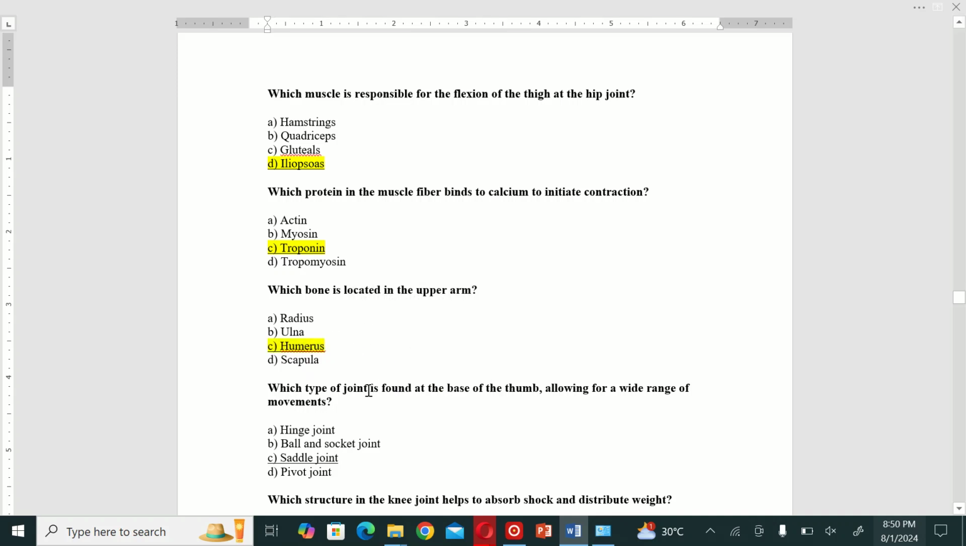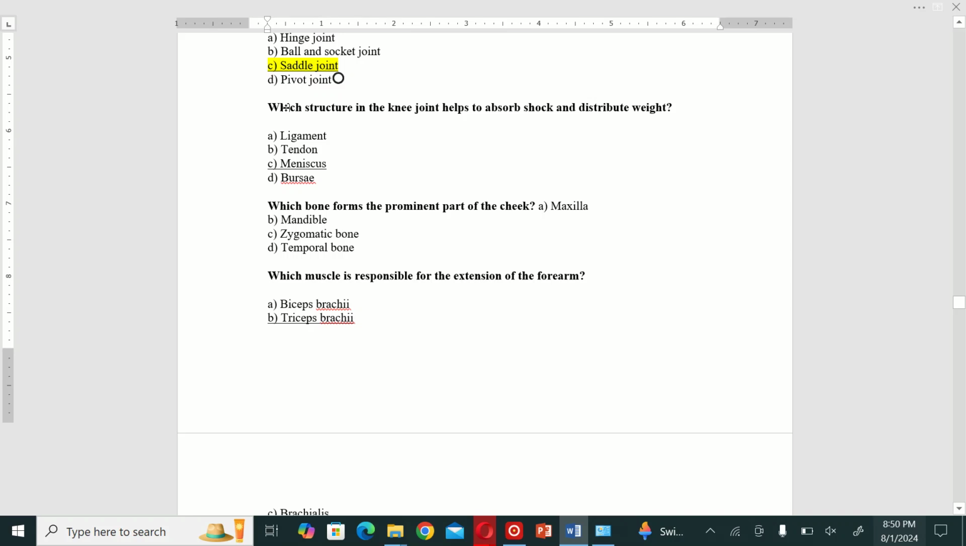The next MCQ is: which type of joint is found at the base of the thumb, allowing for a wide range of movement? A. Hinge joint, B. Ball and socket joint, C. Saddle joint, and D. Pivot joint. So the correct option is C.